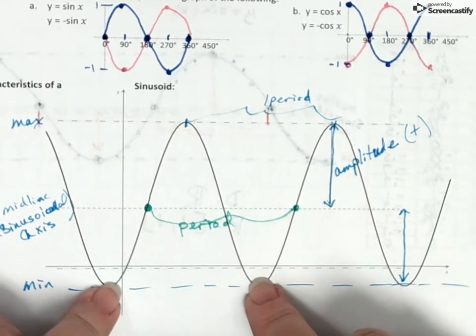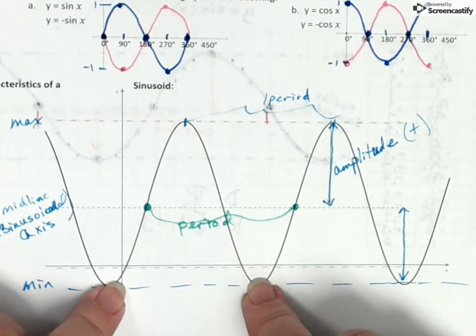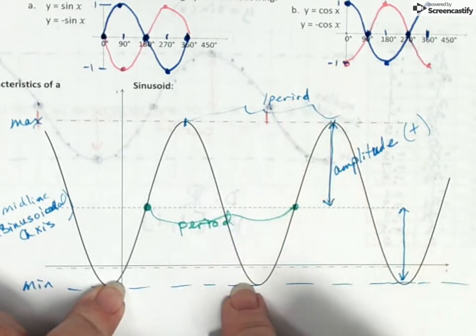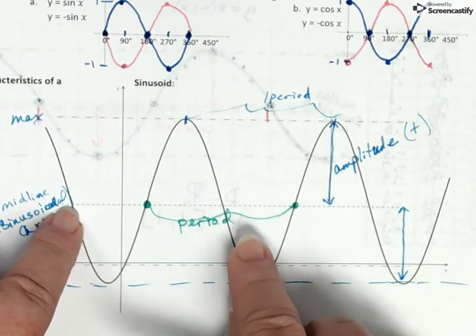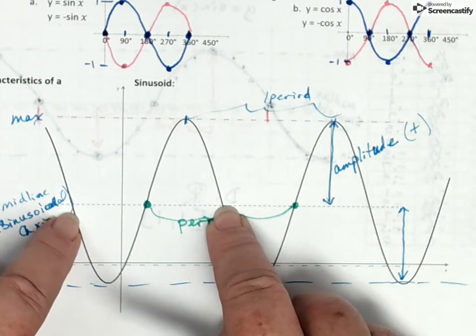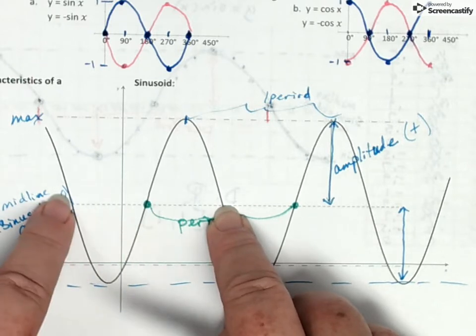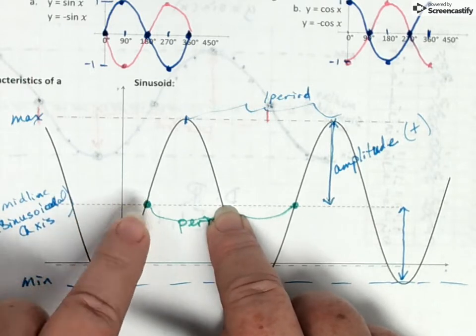What if I'd have started down here? What would that one be? That one would be negative cosine because it starts all the way at the bottom, just like this pink one. And what if I had started right here at the midline, but dropping first? That would have been a negative sine equation.